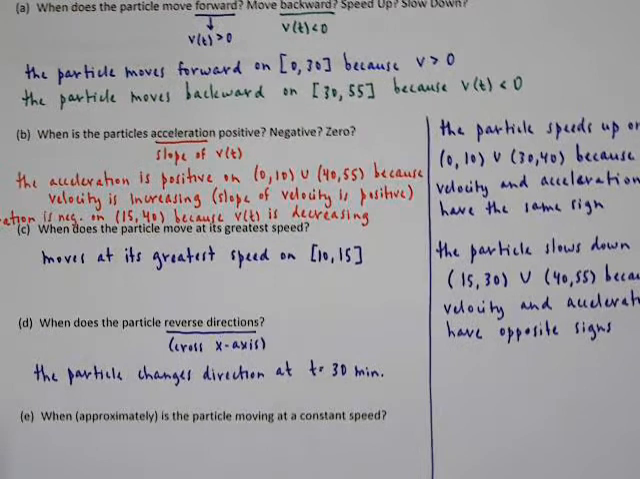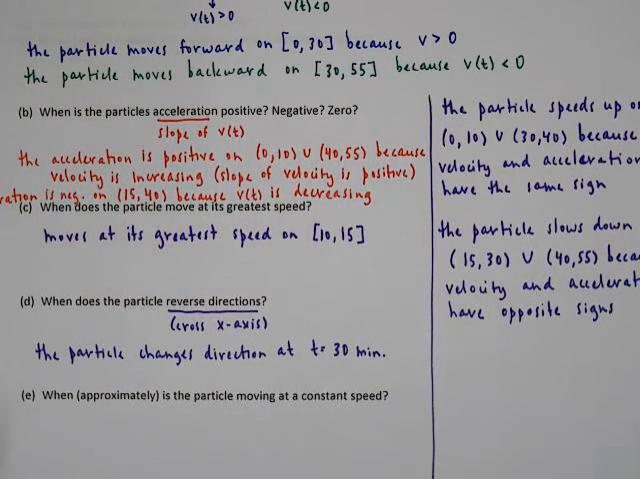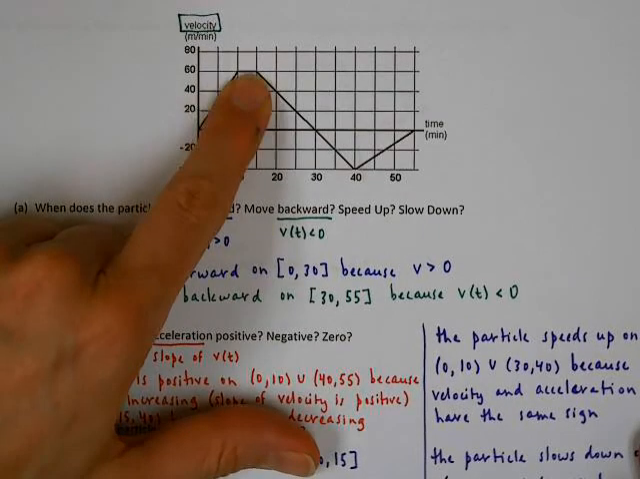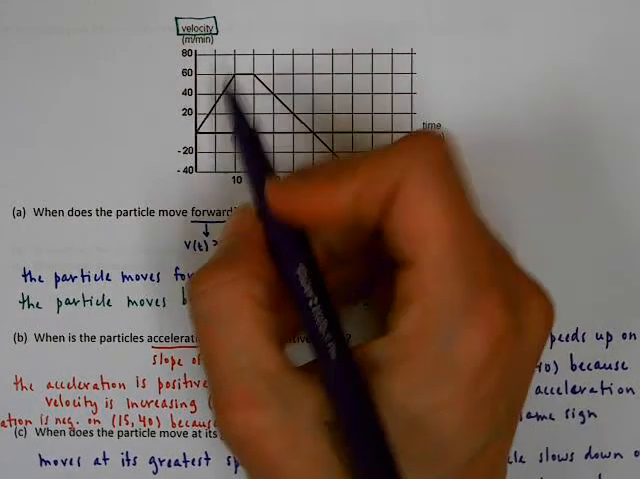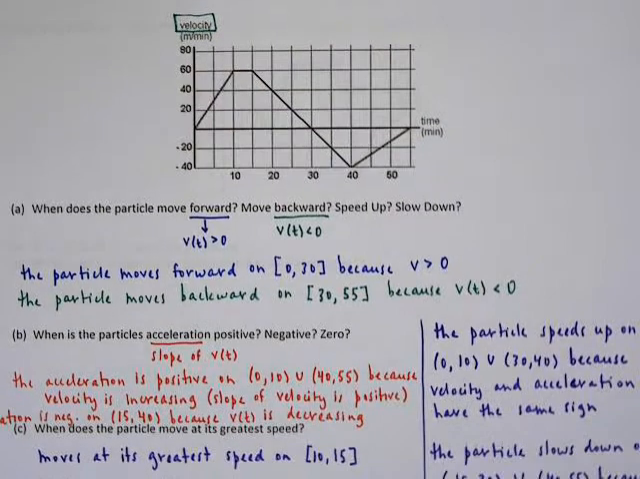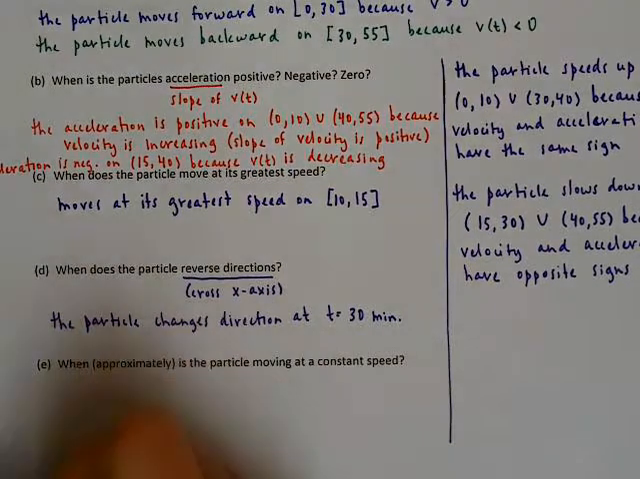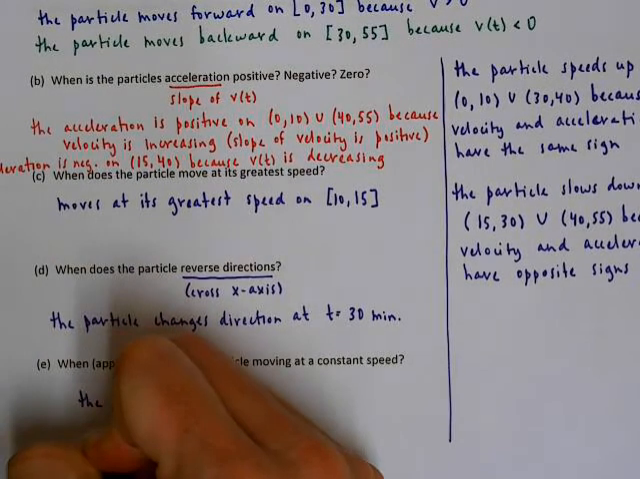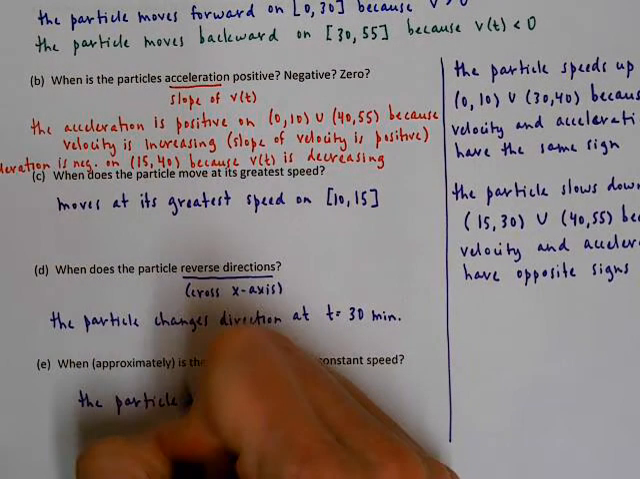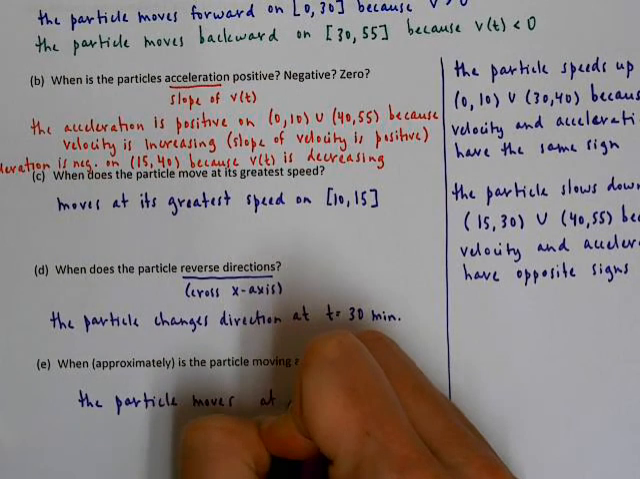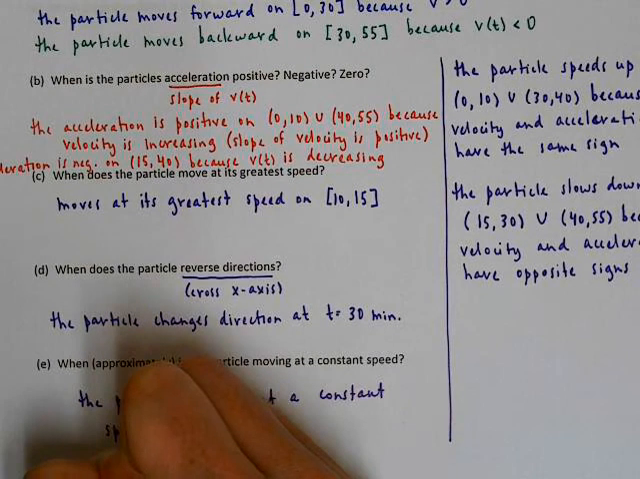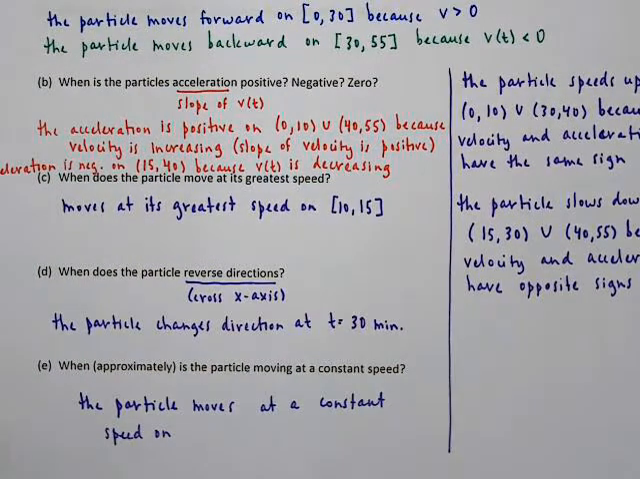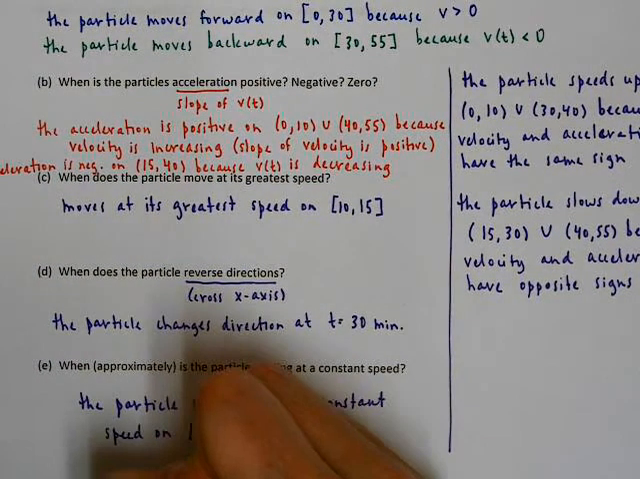Okay, then the last one is, when approximately is the particle moving at a constant speed? So we're looking for whenever my velocity graph flattens out, because it means it's staying at that constant velocity over that period of time. So the only place I see that happening is here between 10 and 15. So the particle moves at a constant speed on the interval from 10 to 15.